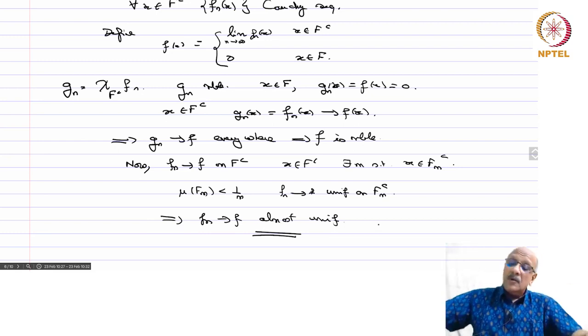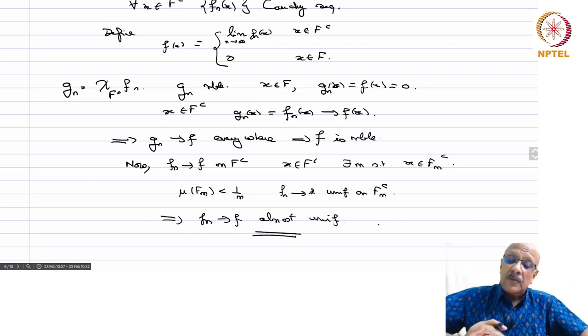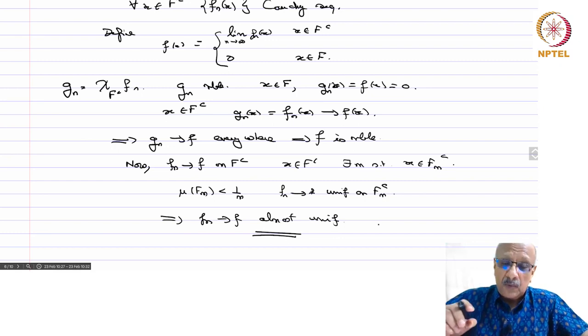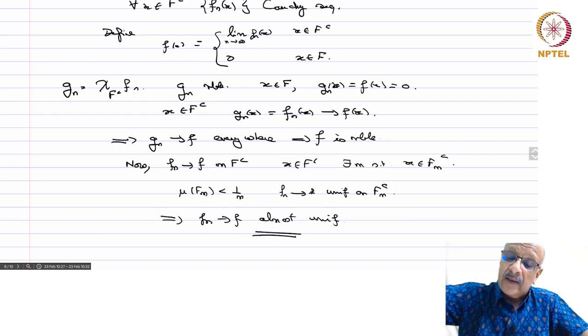Okay, so this completes almost uniform convergence and almost uniform Cauchiness. Next time we will take up another notion of convergence and examine its properties.